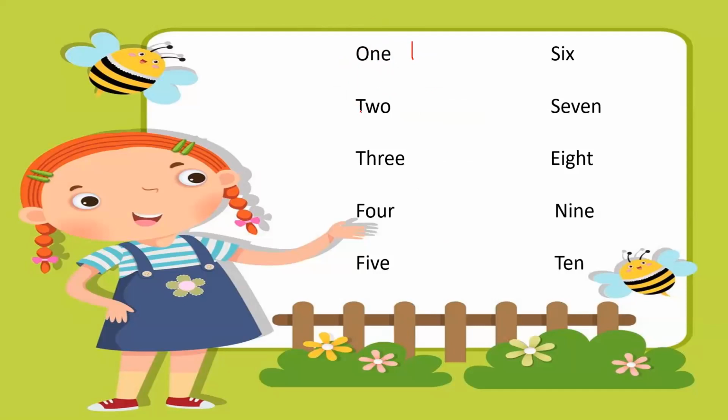Then next number is T-W-O, 2. Say it loudly with me. Read the numbers. T-W-O, 2. Now tell me, how will you write the number 2? Like this. Yes, this is 2. Okay. T-W-O, 2. Written 2, everyone. Now next number.